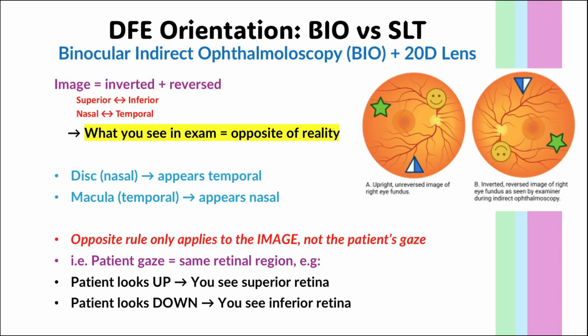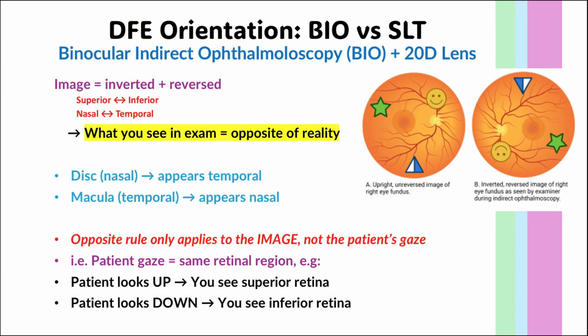Okay, so it wouldn't be fair to finish off this lecture before giving you some tips for the dilated fundus exam. So for all junior residents out there, this is for you. As you know, there are two ways to do it: the indirect ophthalmoscopy with the 20D lens and the slit lamp biomicroscopy with the 90D lens. So let's start with the indirect ophthalmoscopy.